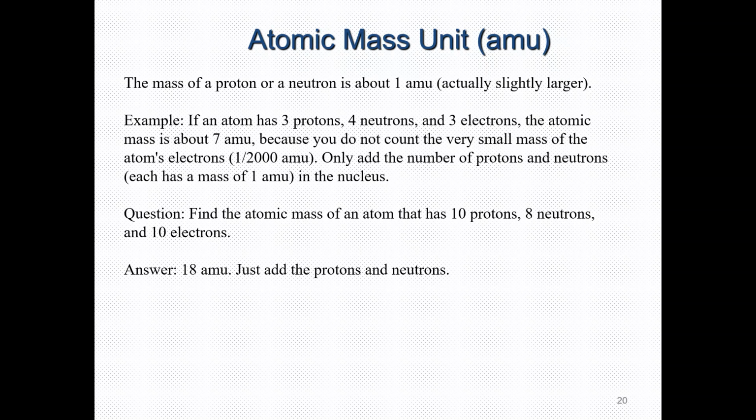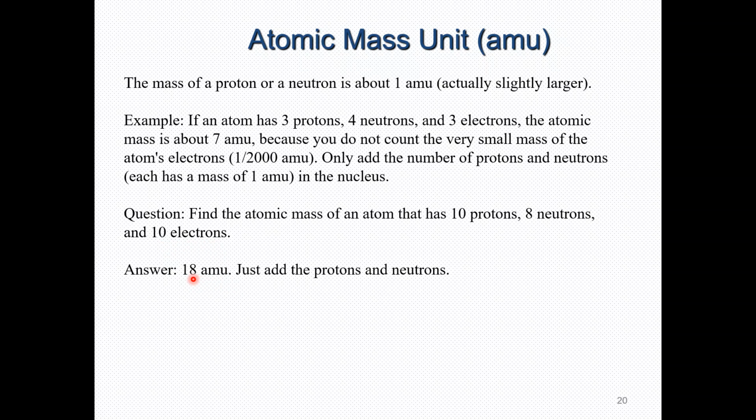So how can we proceed to find the atomic mass of that particular atom? The answer is very simple, and it is 18 AMU. And how can we get this 18 AMU? We can simply get that by just adding the protons and the neutrons. And we simply ignore the 10 electrons. Why do we ignore the 10 electrons? Because you know that one electron is equal to 1 over 2000 times the mass of either a proton or a neutron. So, being very small, we ignore the mass of the 10 electrons here.